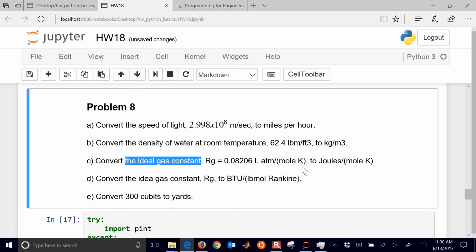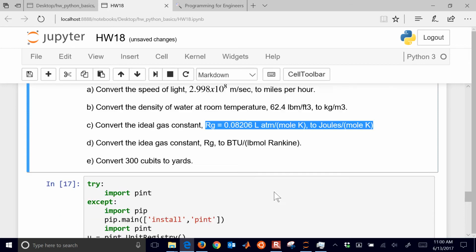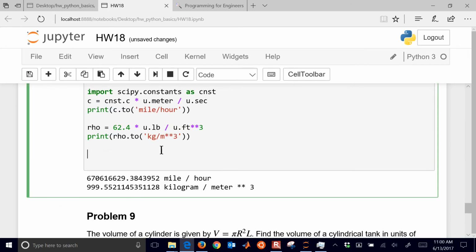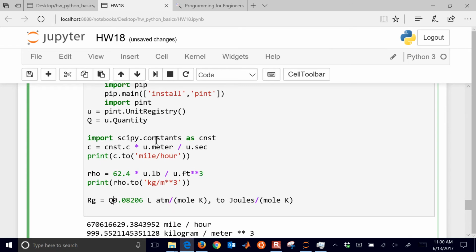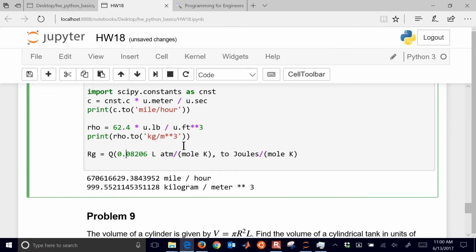Liters per atmosphere mole Kelvin, and we want to convert that. I'll just go ahead and copy this, so I don't have to type it out again. And RG equals, and in this case I'm going to do something a little bit different. I'm going to use that Q function that I created earlier. It's a quantity, and the very first argument is going to be the number, and the second argument is going to be the units of that.